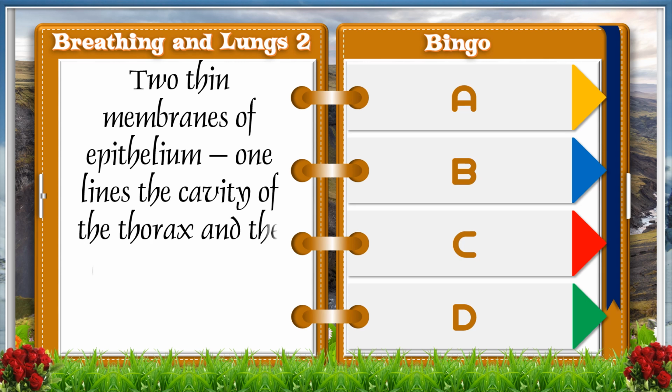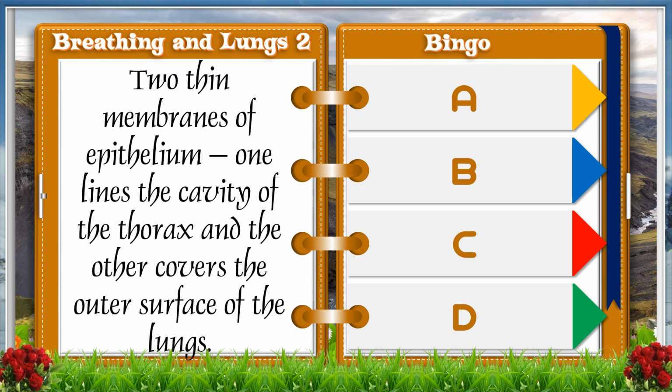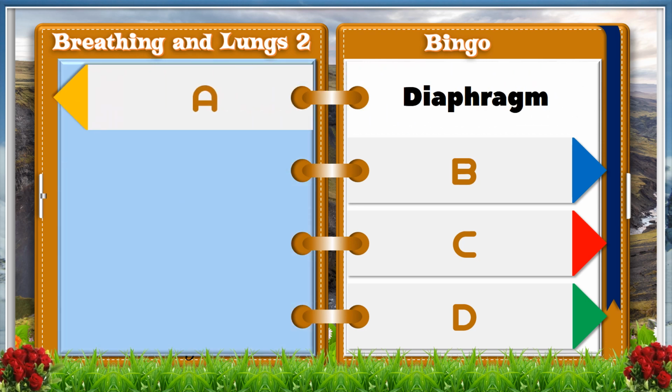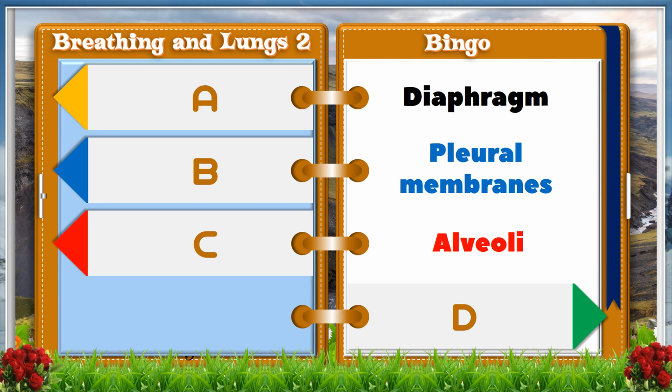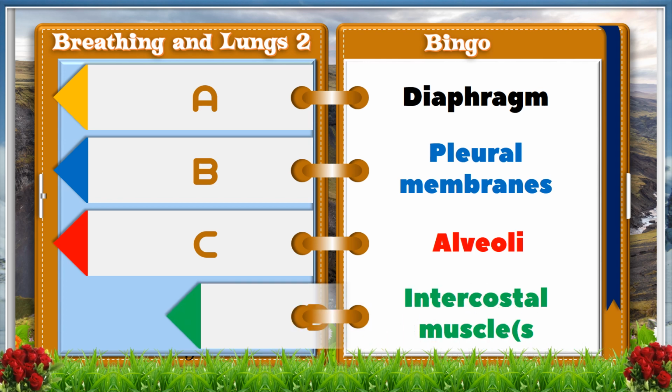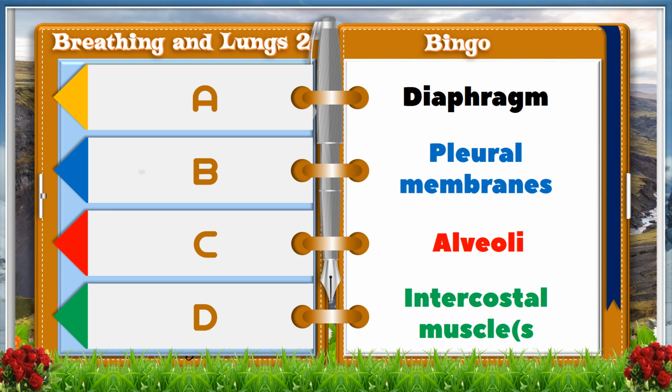Two thin membranes of epithelium. One lines the cavity of the thorax and the other covers the outer surface of the lungs. A. Diaphragm. B. Pleural membranes. C. Alveoli. D. Intercostal muscles. And the answer is B. Pleural membranes.